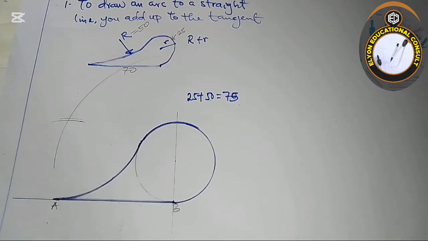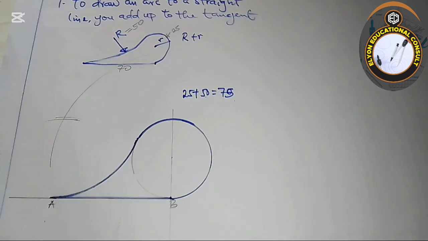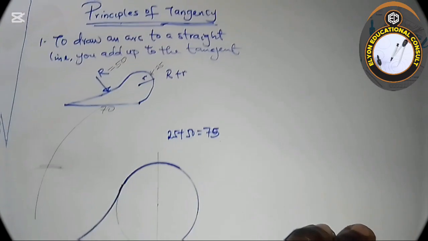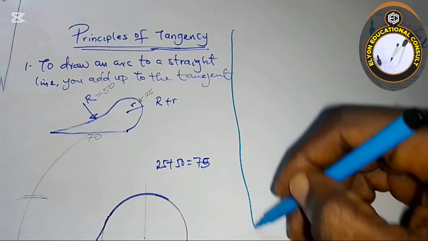If we are to draw tangent to a straight line, this is the first principle of tangency that we need to know. The second principle is this.